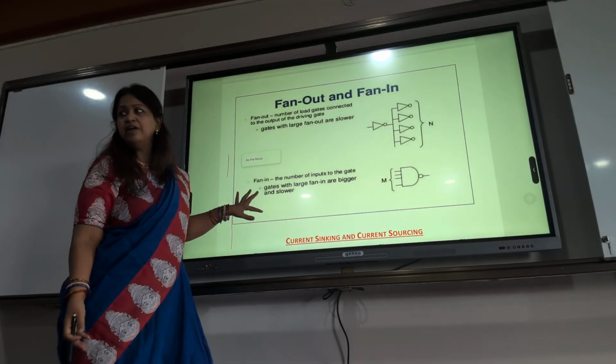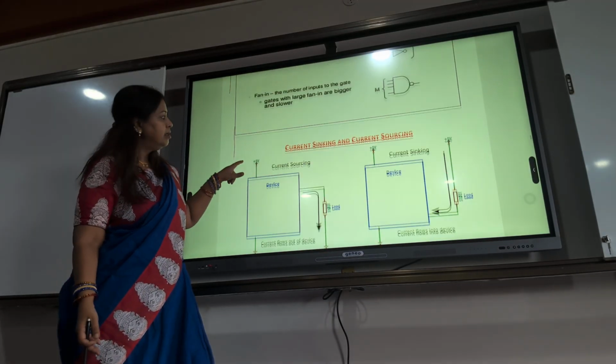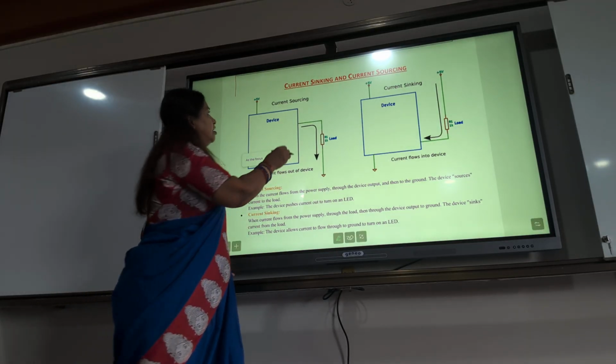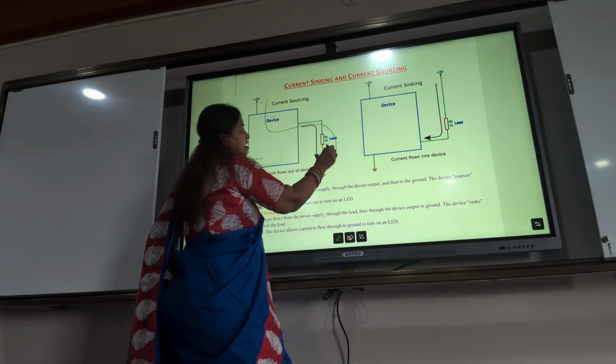And fan in is how many inputs can be connected. Then currents: if the current flows through the device to the outside, it is source.